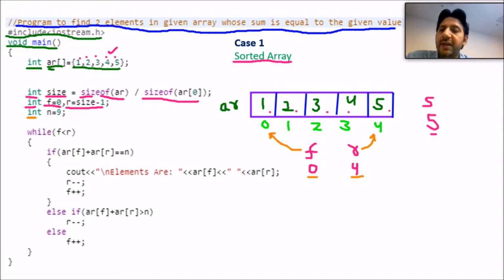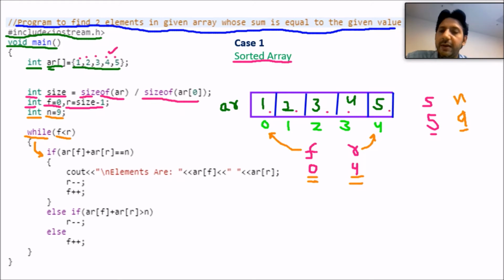Now, int n is equal to 9. There is one more variable, n, and the value is 9. This 9 is the number that we want. If the array is given, the sum of two elements should be equal to 9, so n is that number. Now, while f is less than r: the value of f is 0 and the value of r is 4. So 0 is less than 4, true, and the loop will come inside.